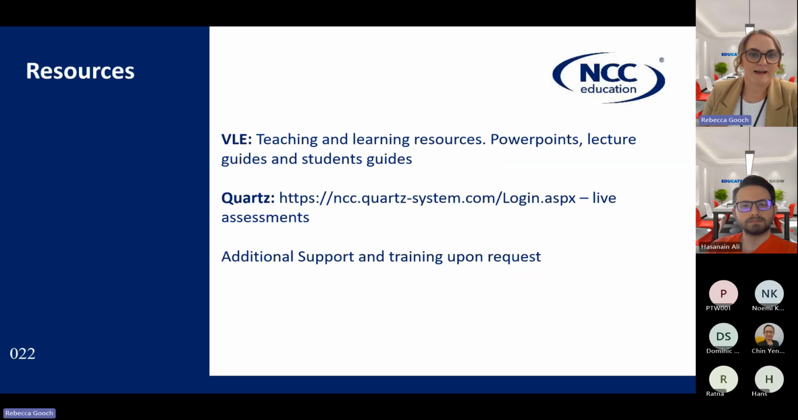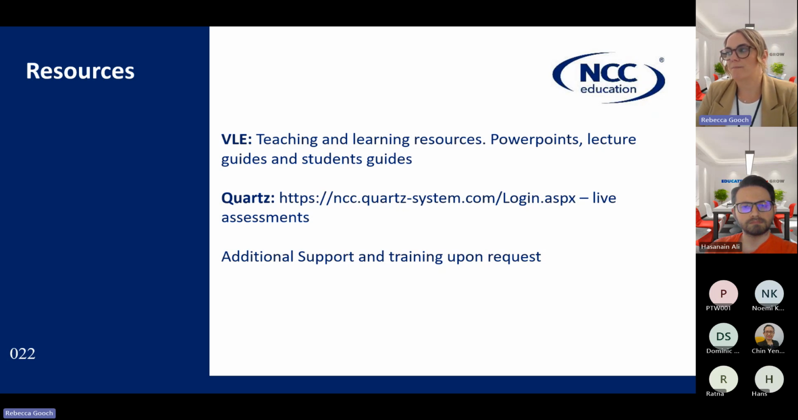So what we have provided for centres to date. All teacher learning materials such as PowerPoint, lecture guides and student guides are already available, and they were available from the 30th of August on our VLE. And you will see them under the elective units. I believe they're right at the top of the elective units because they're alphabetical as well.